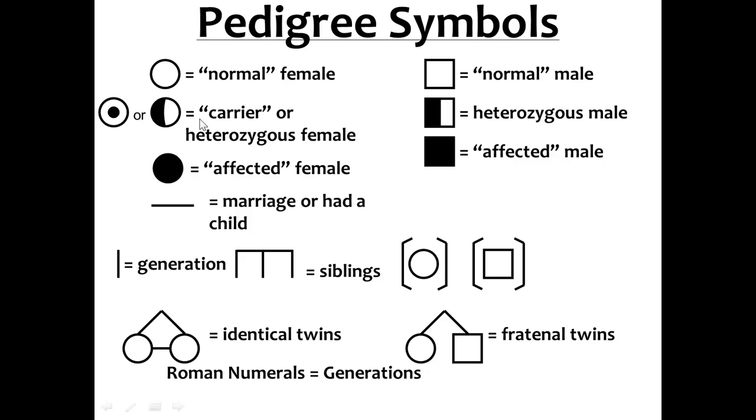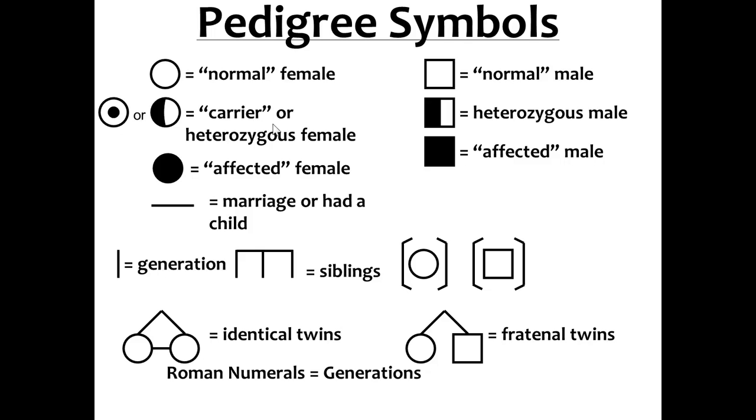And the next line, it could either have a dot inside of the circle or half of it could be shaded. It represents a carrier or heterozygous female. And by carrier, that's when you carry the allele for that trait, but you don't actually show that trait. So if we're talking about dimples, you would carry the allele for dimples, but you would not actually show dimples on your face. You wouldn't see dimples.